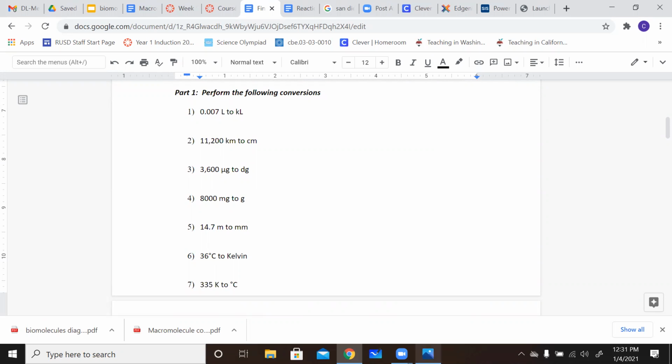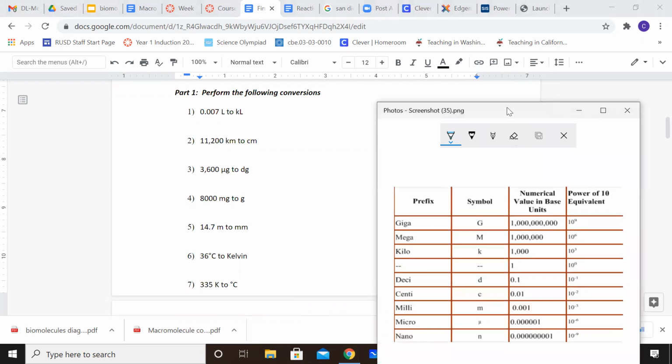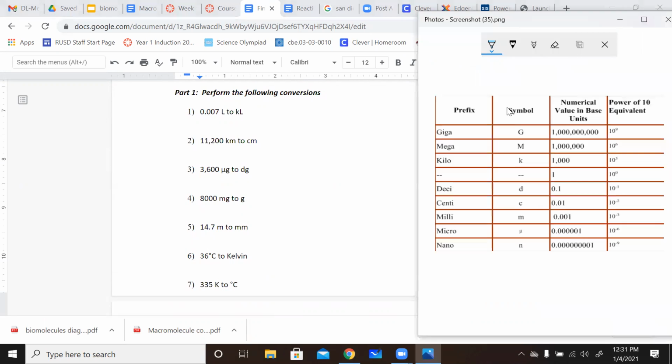So if you forgot, you're going to need this conversion chart when you do these problems. This should look very, very familiar to you. And if it doesn't, then that's going to be an issue, and you definitely should relook up how that works, how you're going to do all of that fun stuff.